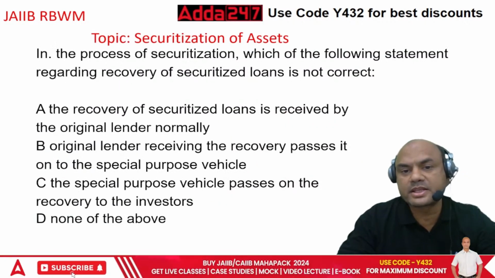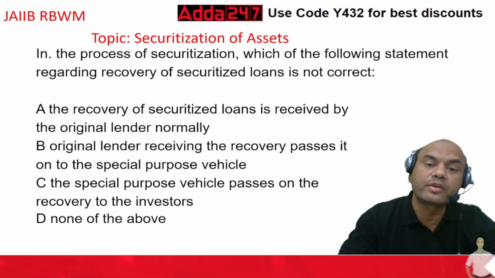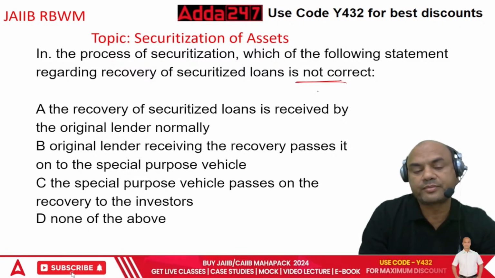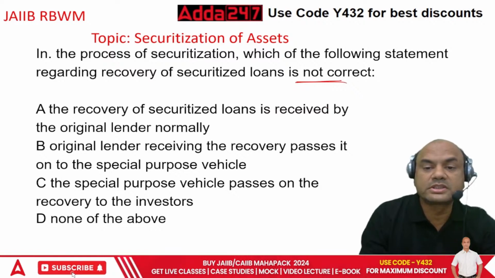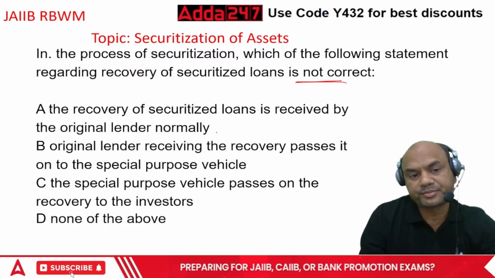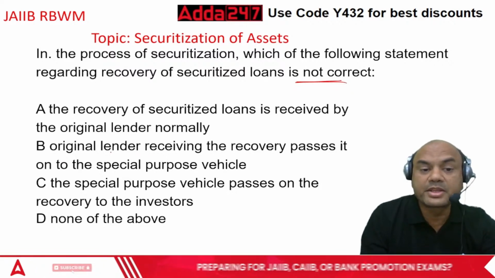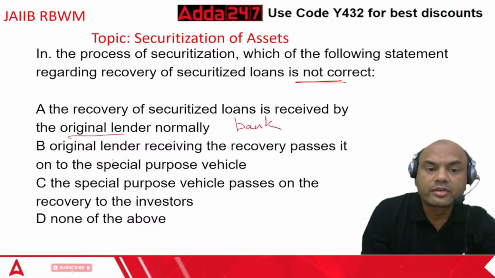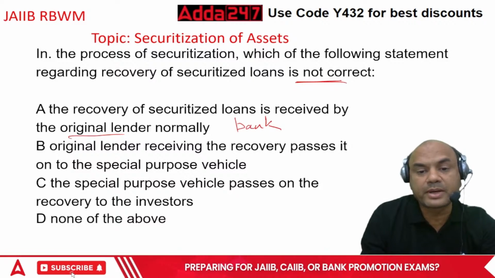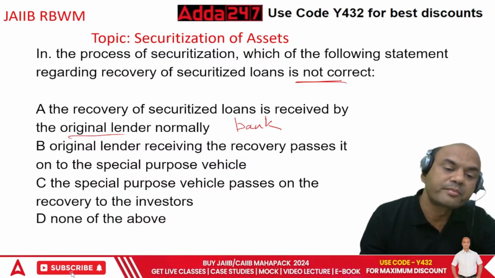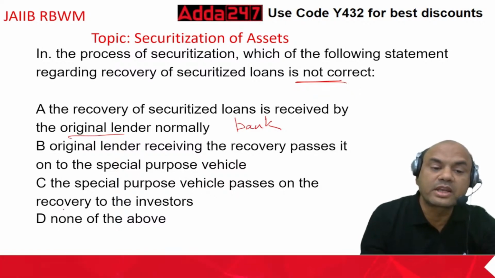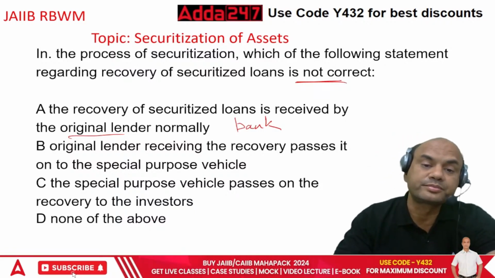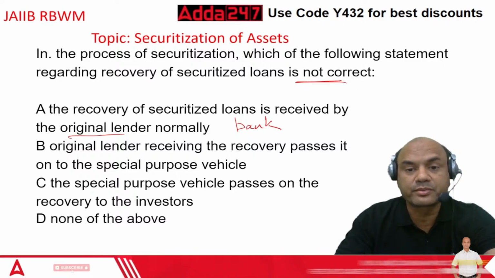In the process of securitization, which of the following statements regarding recovery of securitized loans is not correct? A: Recovery of securitized loans is received by the original lender normally. The original lender means bank. Whenever we read original lender here, it means we are talking of the bank. B: The original lender or bank receiving the recovery passes it to the SPV. C: The SPV passes on the recovery to the investor. D: None of the above. So which of them is true?